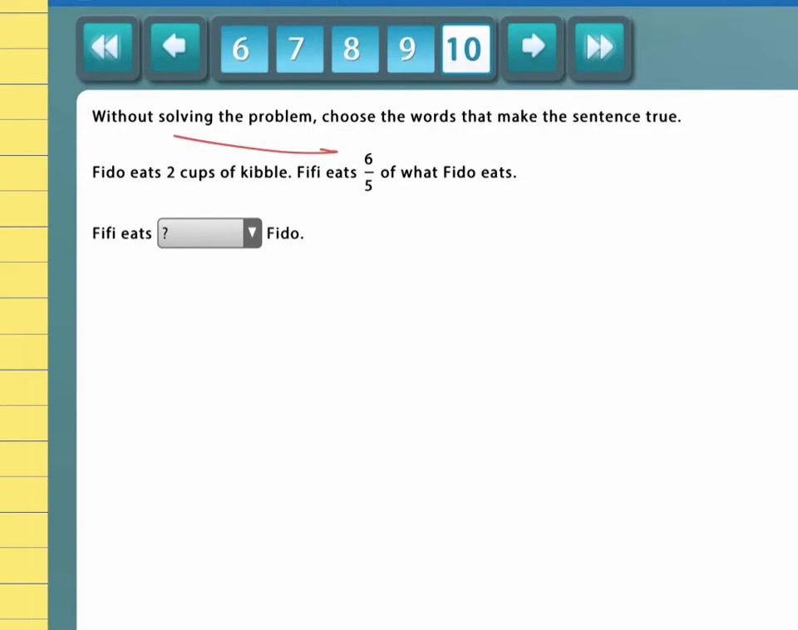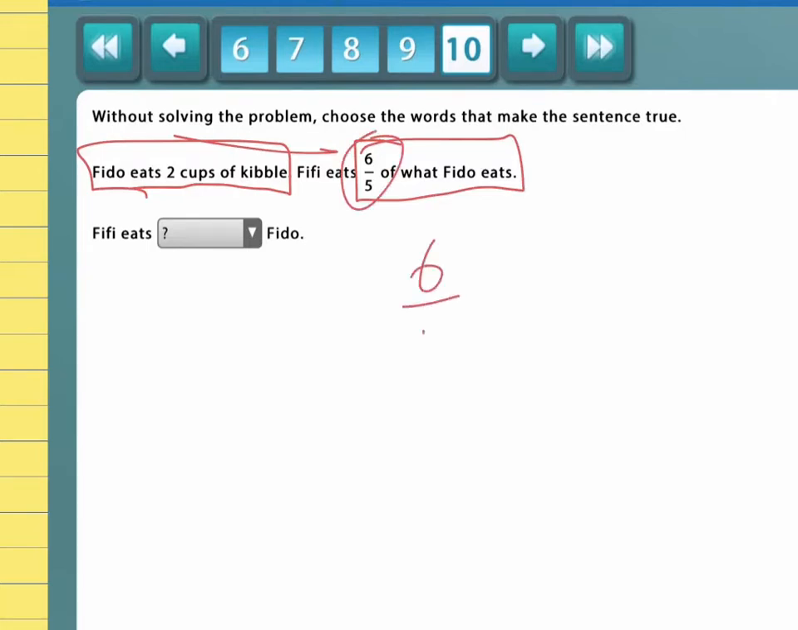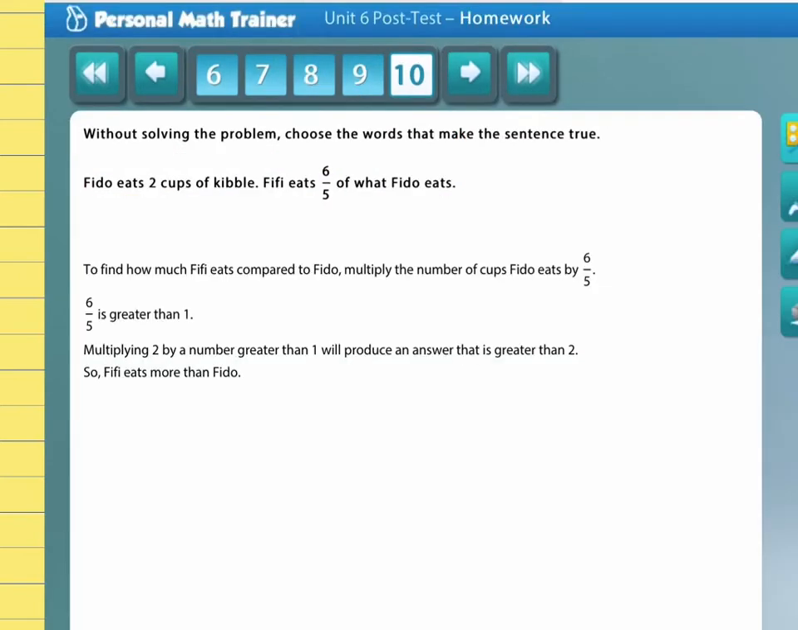Problem number 10, we're halfway through the practice test. Without solving the problem, so we're just going to use mental math here, choose the words that make sense. If Fido eats 2 cups of kibble and Fifi eats 6/5 of that much, who eats more? Well, 6/5 is greater than 1 whole, so we know that Fifi, since she eats more than a whole of Fido's, will eat more than Fido, because 6/5 is greater than 1. And looking at the view example here, explaining it for Think Central, 6/5 is greater than 1, therefore Fifi eats more than Fido, just like we said.